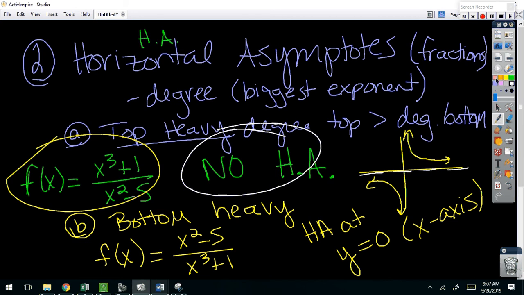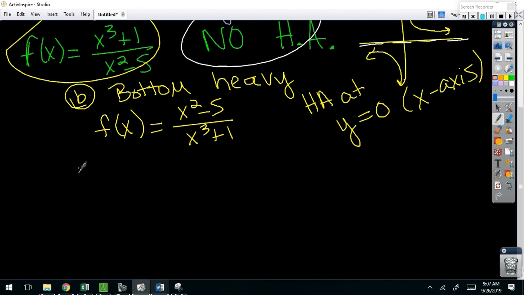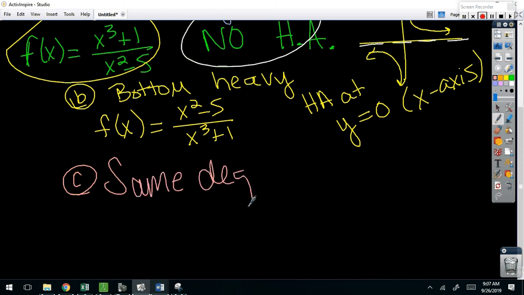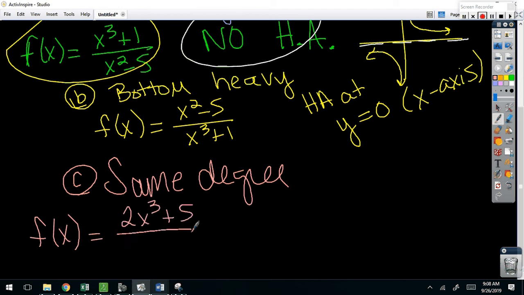Yep. One more scenario. I promise I'm almost done, and I'll shut up talking. Top heavy, bottom heavy. What else could happen? Equal. They could be equal. All right, this is the hardest one to do. Same degree, so maybe it looks like this. Okay.